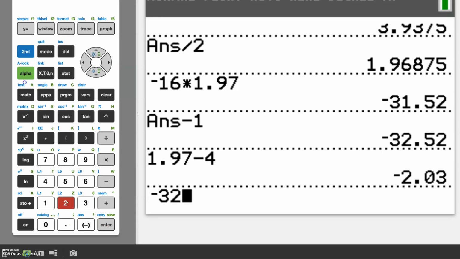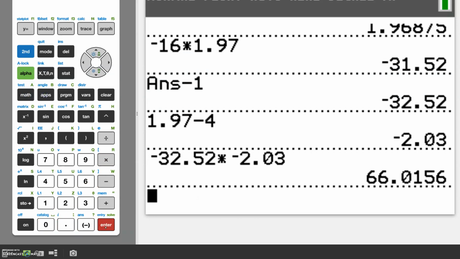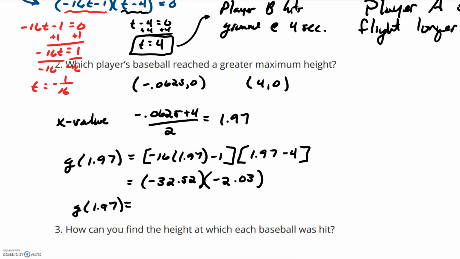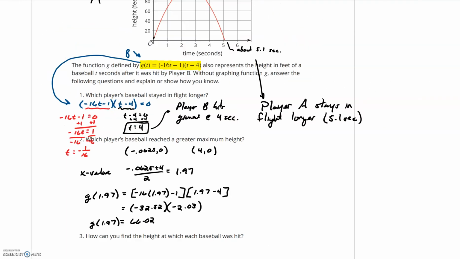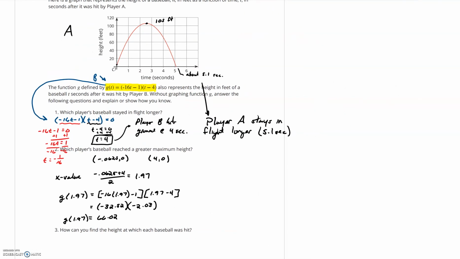So negative 32.52 times negative 2.03, and I get 66.02, which is definitely lower than player A. Okay, so I would say player A has greater maximum height.